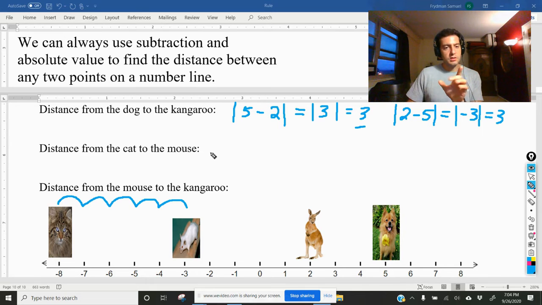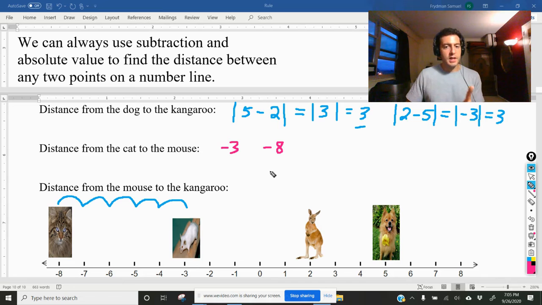But I want you to understand that we could have also found that answer by using subtraction and absolute value. Now, how would we do that? We would just take the positions of both of these animals here. So let's take the mouse first. It doesn't really matter. The mouse is at -3. Okay, you're going to see this works with negative numbers also. So we have negative numbers here. And the cat is at -8.